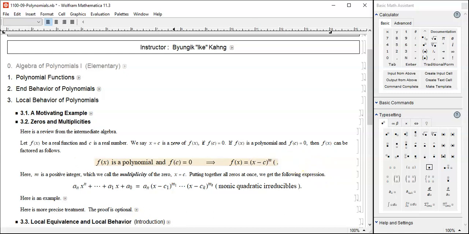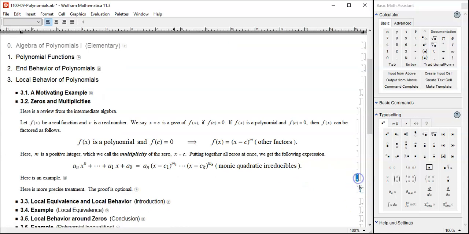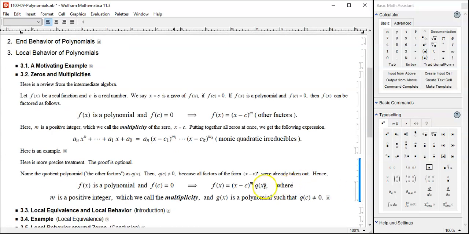If you say something like that kind of naively, that's fine. You can understand that, but a little bit more precise treatment will be saying something like this. Using some polynomial expression q of x and adding this, q of c is non-zero.